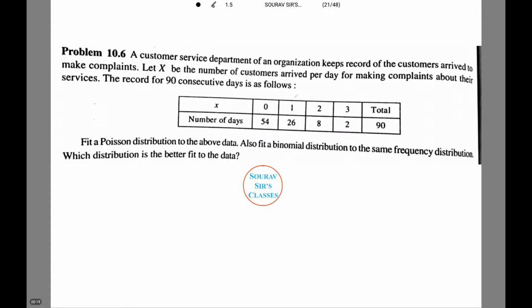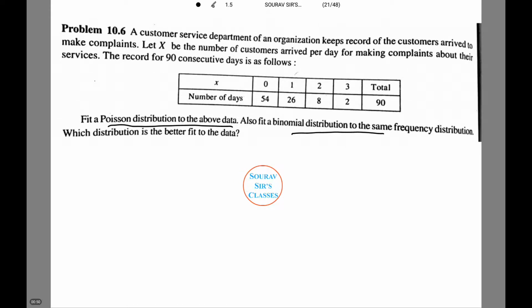A customer service department of an organization keeps record of the customers arrived to make complaints. Let X be the number of customers arrived per day for making complaints about their services. The record for the 90 consecutive days are given in the following table. Now we need to fit a Poisson distribution to the above data. We also need to fit a binomial distribution to the same frequency distribution. We need to figure out which distribution is a better fit to the data. Let's see how to do this.